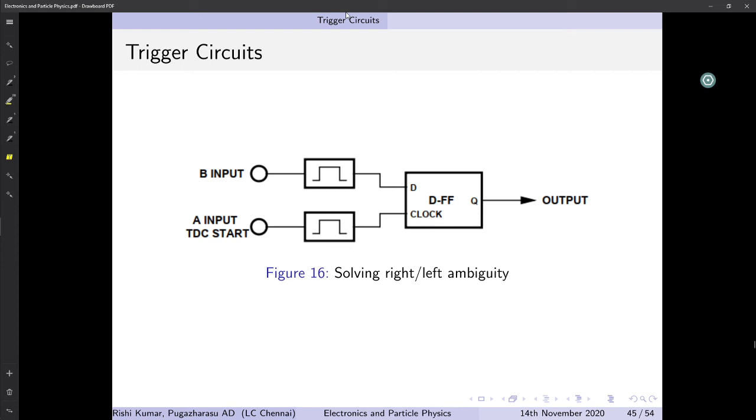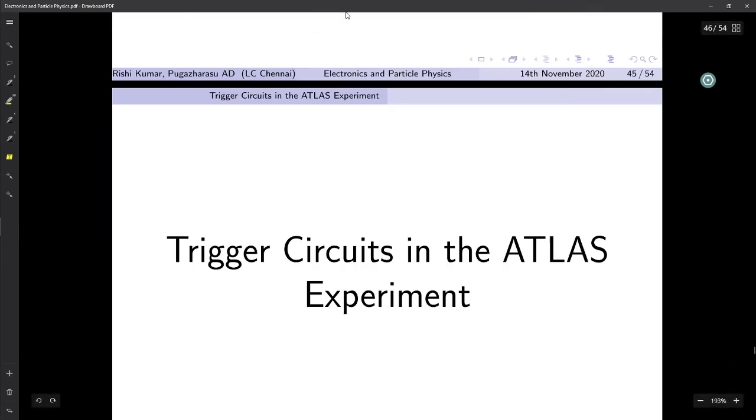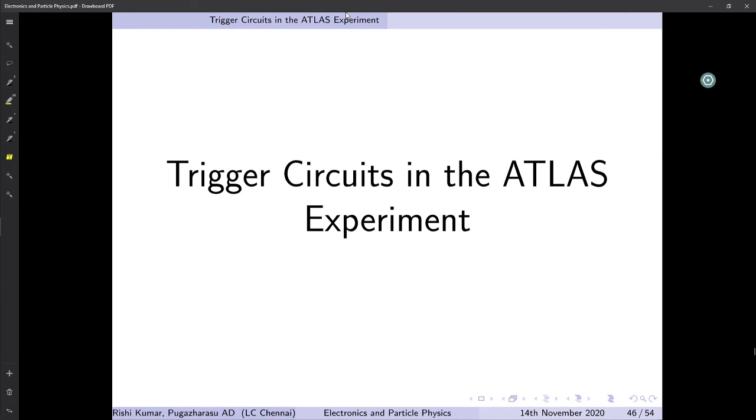However, this is a very crude example of the triggers that I've shown here. This mean timer circuit, we do not use analog ones anymore, but I hope this has given us a good picture as to how triggers work. Because now we are going to be looking at something that was actually implemented at CERN. We're actually going to be looking at the trigger circuits in ATLAS.